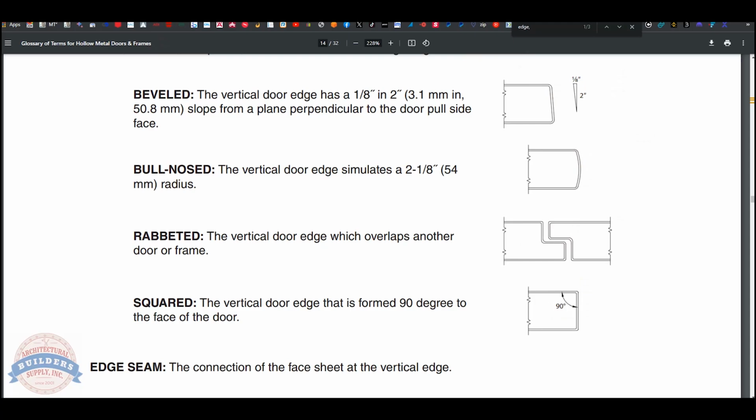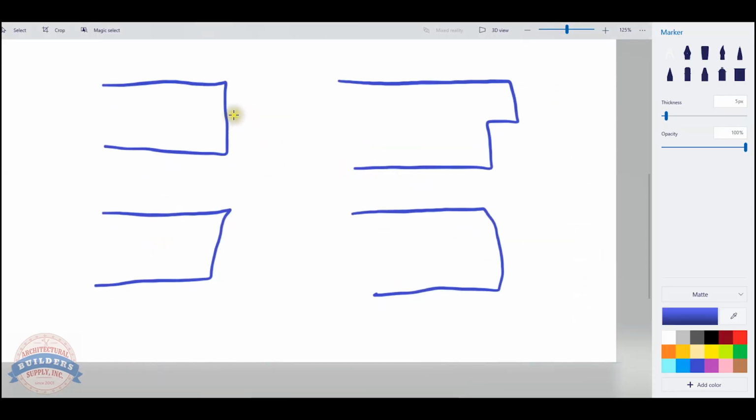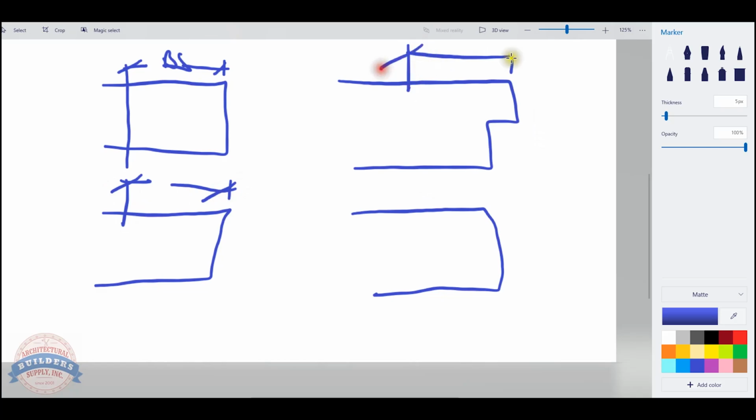Okay, so backset, and what's really great about backset is it's the definition from the edge of the door to the center of the hole. That's your backset. So edge of the door to the center of the hole. You get the concept.